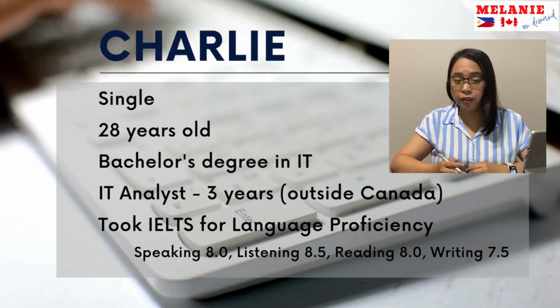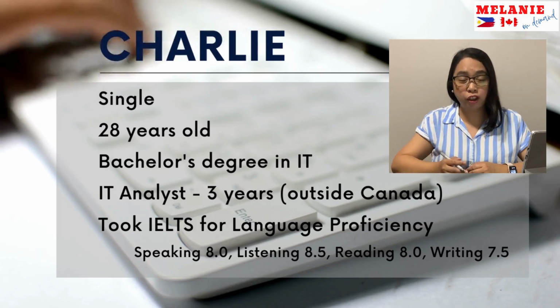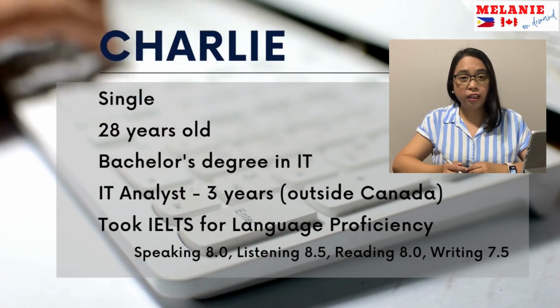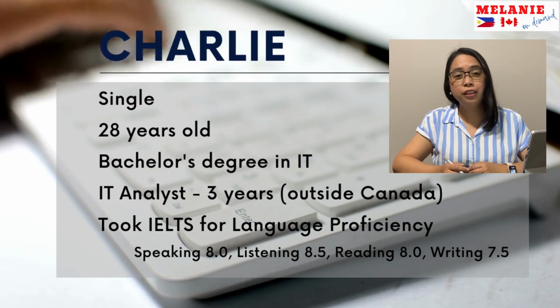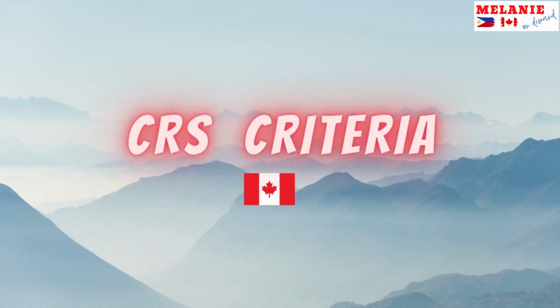To follow along with our discussion for today, I highly suggest that you watch my previous video about CRS score calculation. We are going to continue using the profile of our applicant Charlie. From our calculation, his CRS score is 441. Now, let's examine the factors affecting Charlie's CRS score, and also let's look at different scenarios that might increase or decrease his chance of getting an ITA.